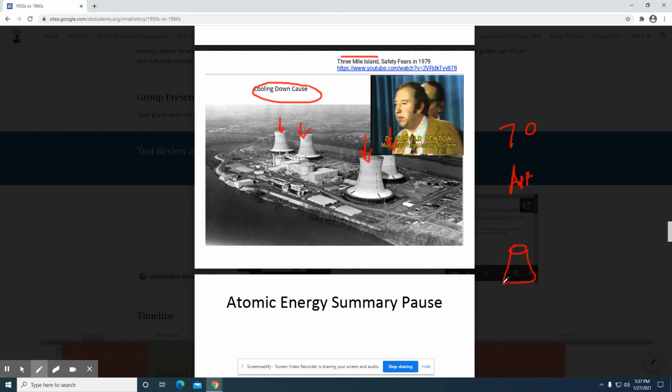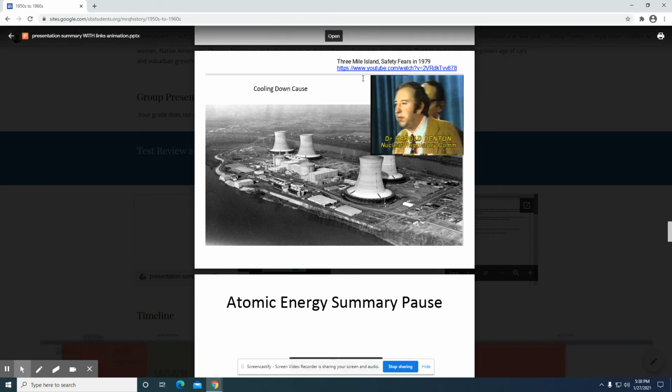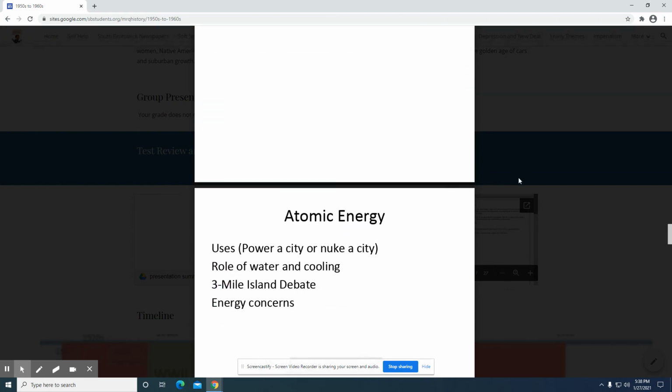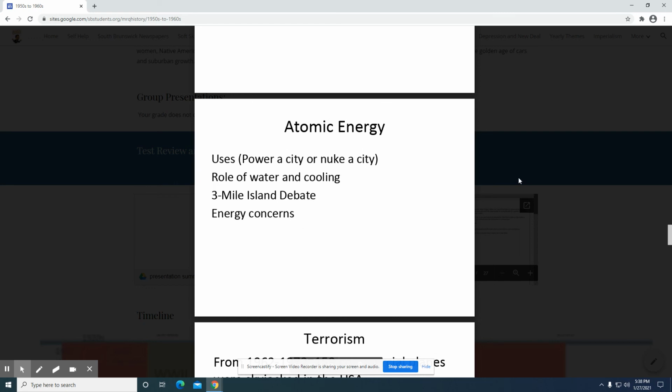However, as a result of Three Mile Island, the federal government looks back and thinks maybe it's not such a good idea, because if these things ever have a malfunction, that could be problematic for people as well as the environment. So the whole push to build nuclear power plants in the 70s, going into the 80s, starts to go on a decline, and that is the significance of Three Mile Island. So the atomic energy summary pretty much looks like that. You want to focus on the role of water, the cooling down of the rods, where do the rods go, and then the debate that is sparked by Three Mile Island.